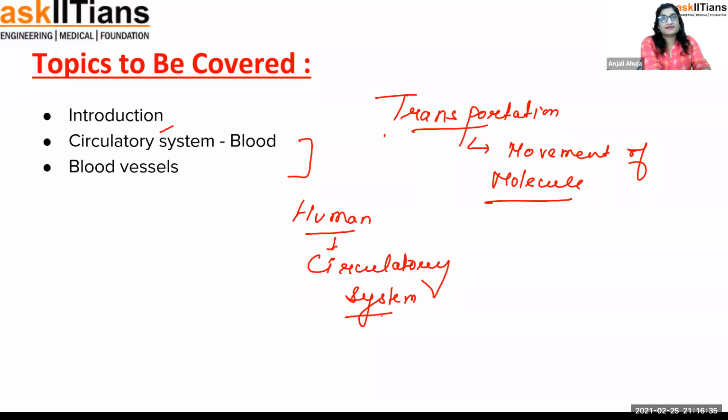In the circulatory system, in human, there are two circulatory systems. One, which is known as the blood circulatory system, and another, known as the lymphatic circulatory system.